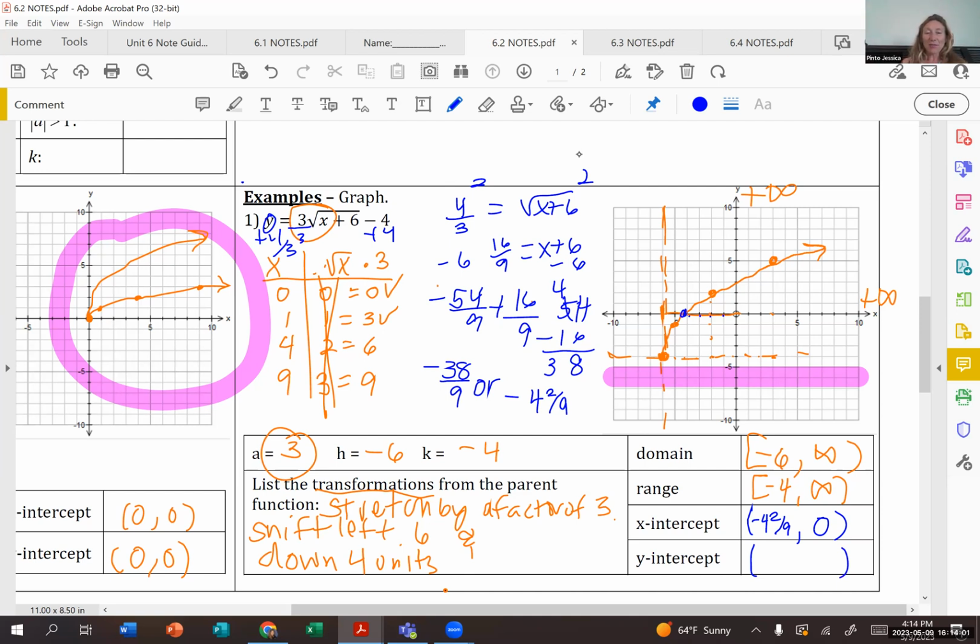I'm just going to plug in 0 for x. So that's going to be 3 times the square root of 0 plus 6, minus 4. And because there's no square root of 6 that I can take easily, I'm going to leave it. So since it's -4, I'm going to write the -4 first. So I'm going to write 0, comma, -4 plus 3 root 6. And that's it. All right. These are fun-ish.